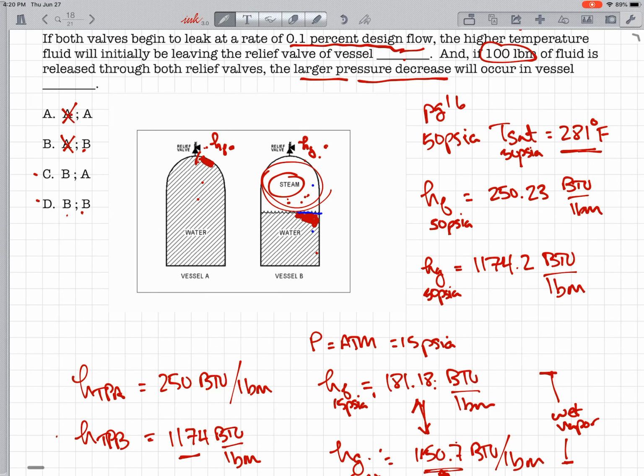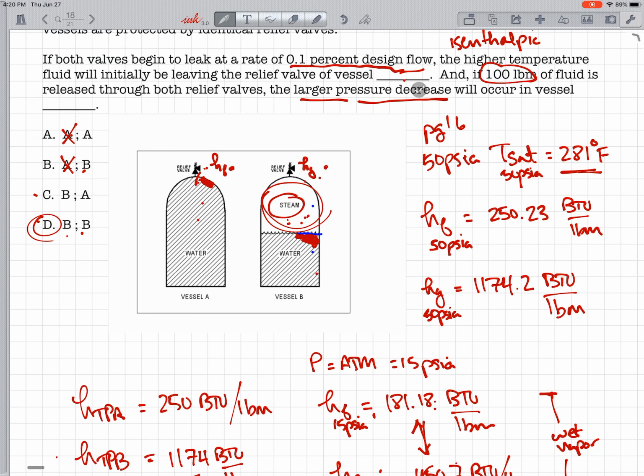And I know it's a little confusing, but D is the correct answer. Vessel B has the hotter relief valve temperature, and if 100 pounds mass is released through both relief valves, the larger pressure decrease will occur in vessel B. So thank you for watching, and that is all I have to say to you people.